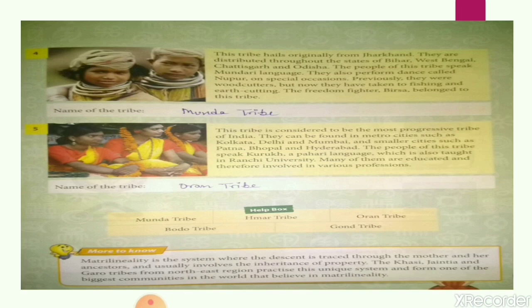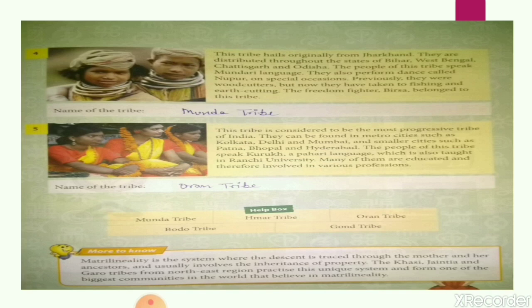Now, fifth image you can see, this tribe is considered to be the most progressive tribe of India. They can be found in metro cities such as Kolkata, Delhi, Mumbai, and some smaller cities such as Patna, Bhopal, and Hyderabad. The people of this tribe speak Kurukh, a Pahari language, which is also taught in Ranchi University. Many of them are educated and therefore involved in various professions. So, this is the Oraon tribe. This Oraon tribe is also called the Kurukh tribe. So traditionally, they are dependent on forest and farms for their rituals and their economic livelihood.